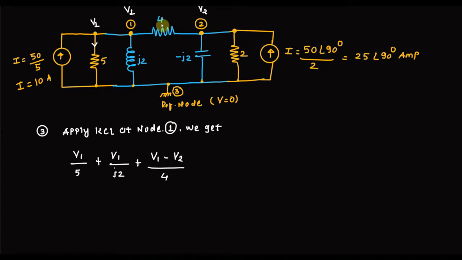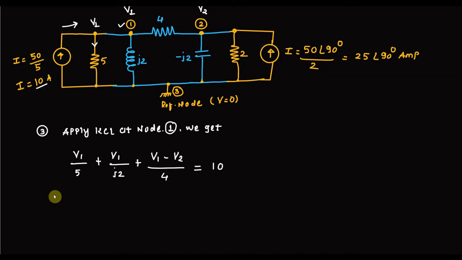Just similar to the mesh analysis, where if the mutual element is between mesh 1 and mesh 2, we write I1 minus I2. Here, if the element is between two nodes, we write V1 minus V2. There is no other element, and this should be equal to the corresponding current towards the node. This is node 1, and you can see that 10 ampere of current is coming towards the node. If it is coming towards the node, treat this as positive. So it is equal to 10. So this is the KCL equation for node 1 where we have 3 elements.